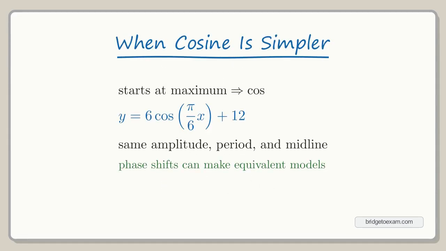If the same graph starts at a maximum when x equals 0, cosine is simpler. Use y equals 6 cosine of pi over 6 times x plus 12. Sine and cosine can describe the same physical cycle, but the cleaner choice depends on where the cycle begins.